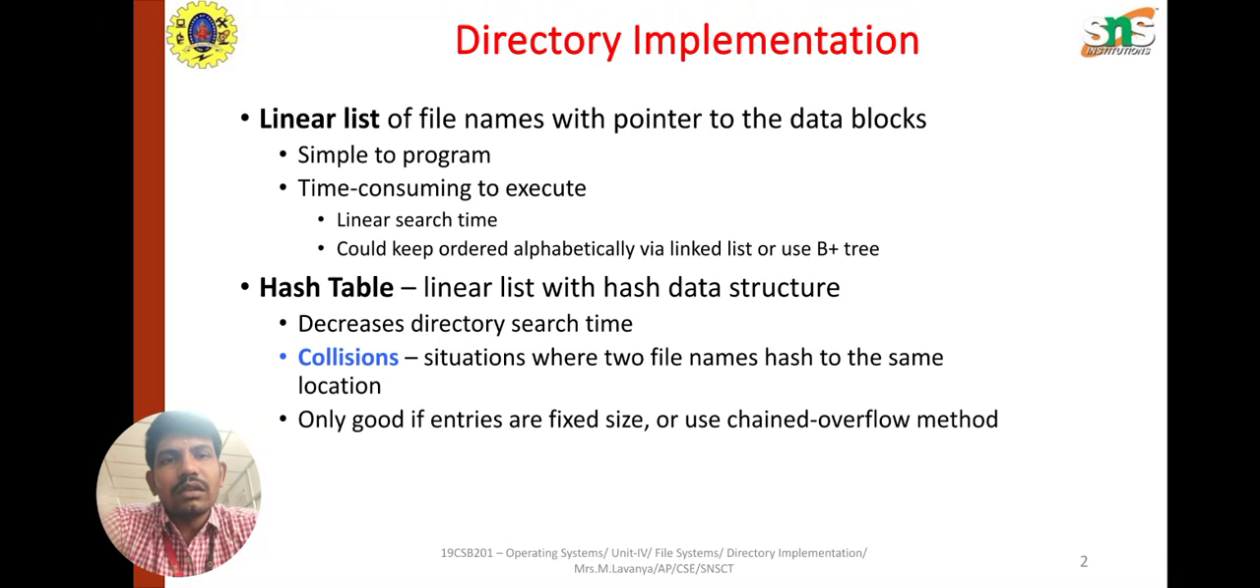Using a hash table, a linear list with a hash data structure, decreases the directory search time. Collisions occur in situations where two file names hash to the same location. It is only good if entries are fixed size, or use chained overflow methods.